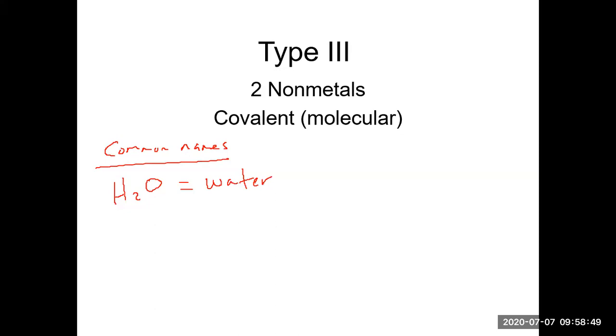A couple other common ones, NH3. Now, NH3 is different than NH4+. That NH4+ was a polyatomic ion. This is all neutral, NH3, and this is ammonia. So ammonia is different than ammonium, that has a charge. And again, we use a common name here.